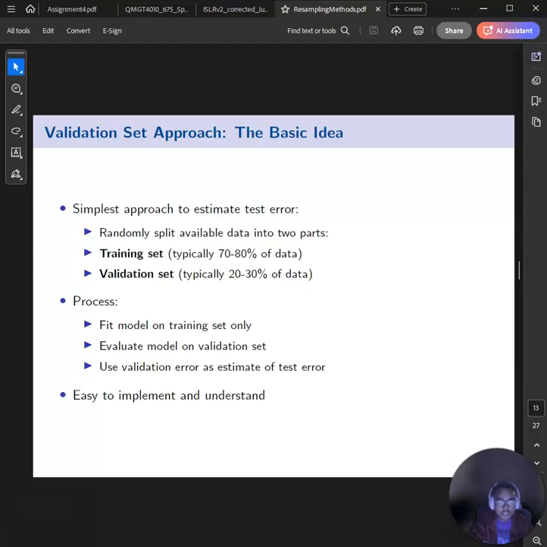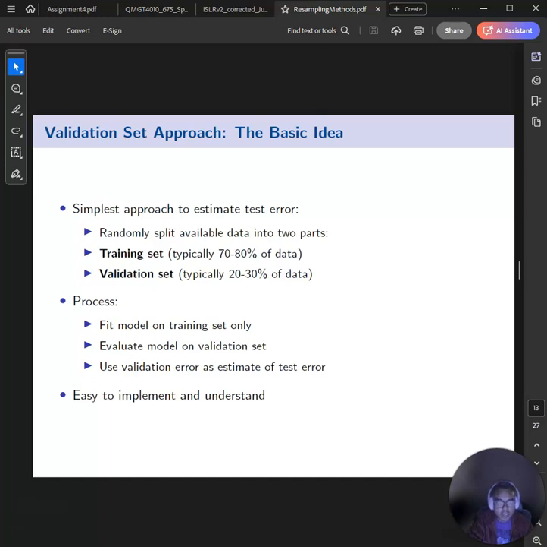We fit our model using only the training set. We then evaluate the model's performance on the validation set. We use this validation error as our estimate of the test error, how the model would perform on completely new data. This approach is easy to implement and understand.